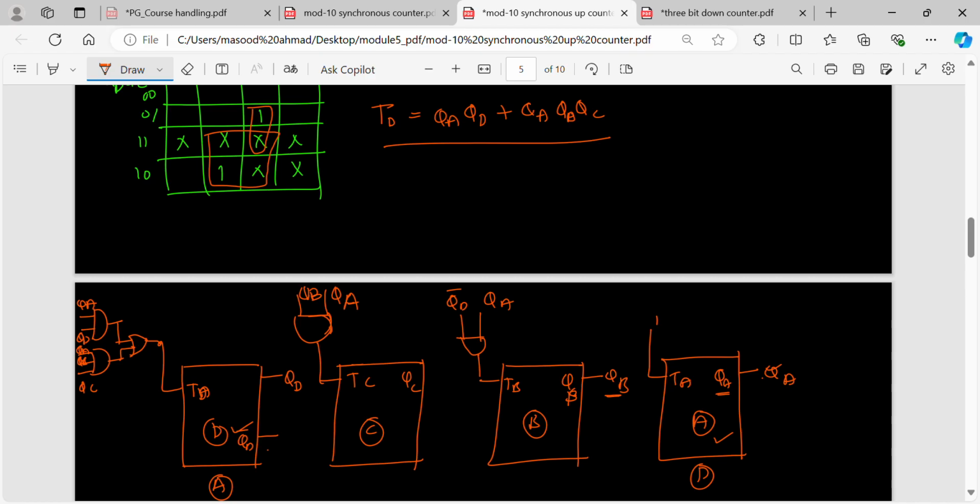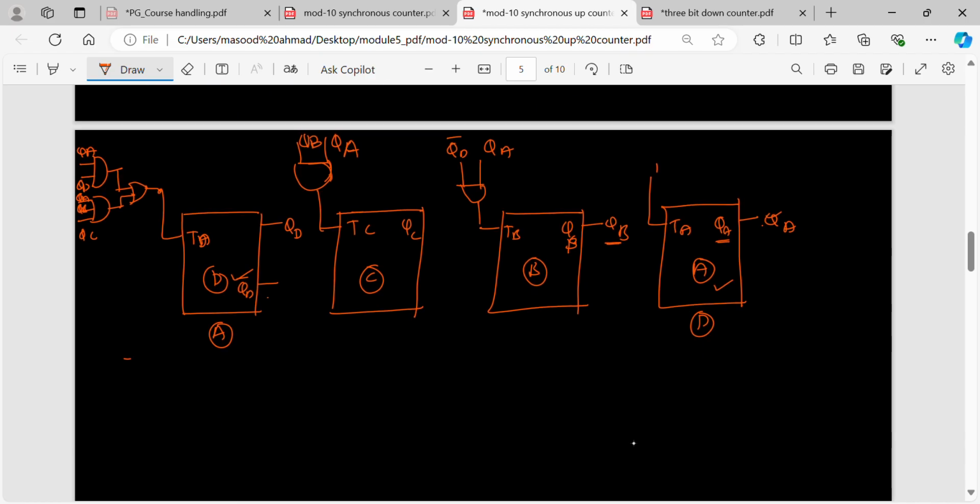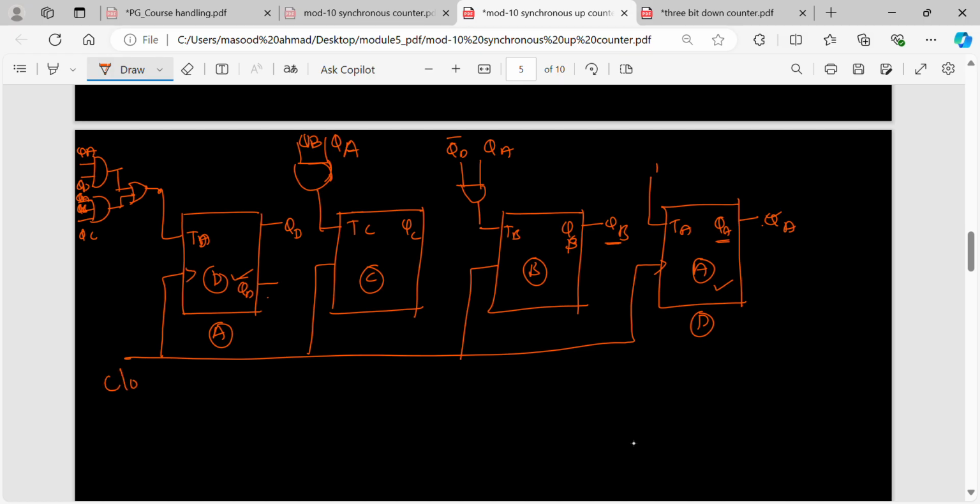From this, what exactly am I going to get? For all the flip flops, I need to have a common clock. So there is a common clock here, here, here, and here. The clock is common, inputs are derived. So this is nothing but a mod 10 synchronous up counter.